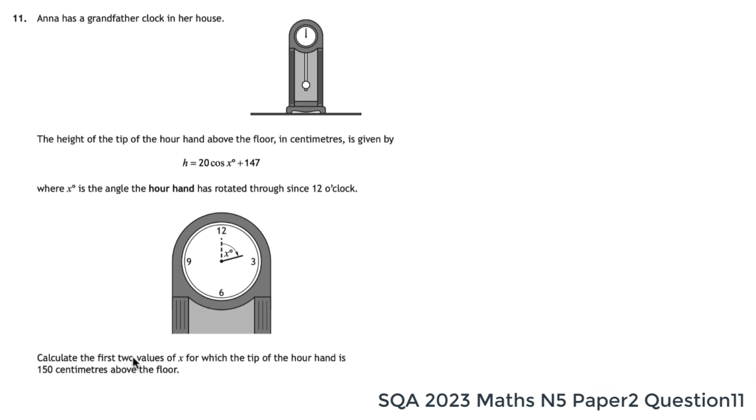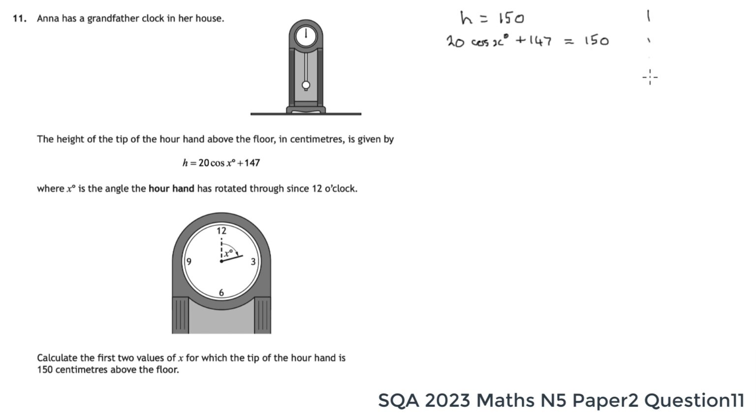So the question asks us about the height of 150 centimetres. We want the height of the tip of this hour hand to be exactly 150 centimetres above the floor. So we're looking at H being equal to 150. And we're given the formula for the height above the floor. It's 20 cos x degrees plus 147. So we want that to be 150.